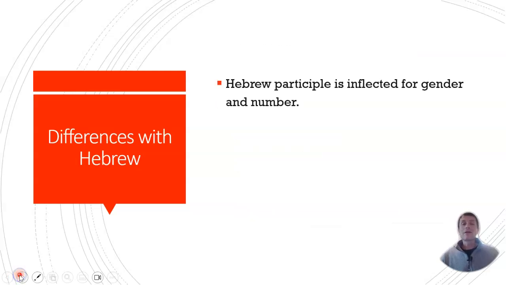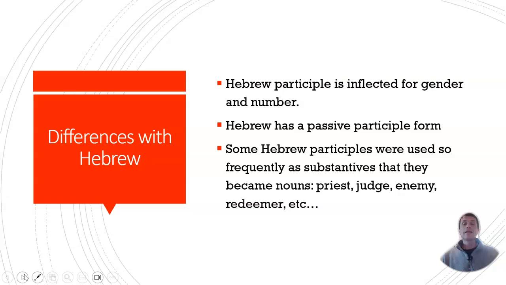So let's look at some of the similarities and differences with Hebrew. Hebrew is very similar in how it uses a participle. There are some differences though. First, in English, participles are just their form. They don't really inflect. In Hebrew, the participle is inflected for gender and number, just like nouns are. The participle in Hebrew also has a passive participle form. And then some Hebrew participles were used so frequently and so often, they got grammaticalized and turned into nouns. This is particularly true for nouns like priest, judge, enemy, redeemer, and there's a handful of others as well.